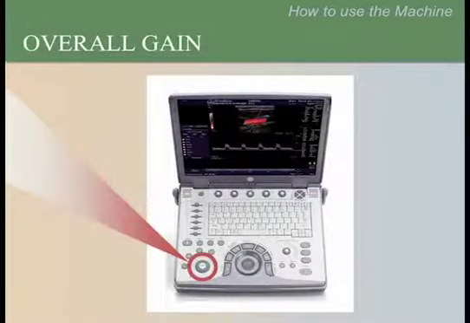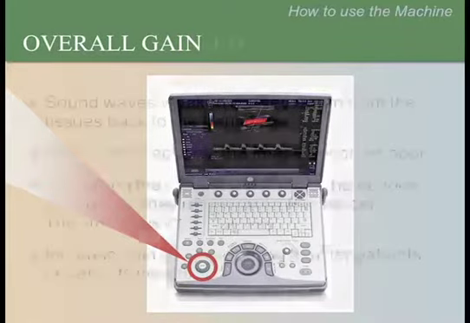The first control is the overall gain. It is the large round control on the lower left corner of the machine pictured in the video. Where the gain and other knobs are located often vary between ultrasound machines. Please locate where the gain button is on your machine.